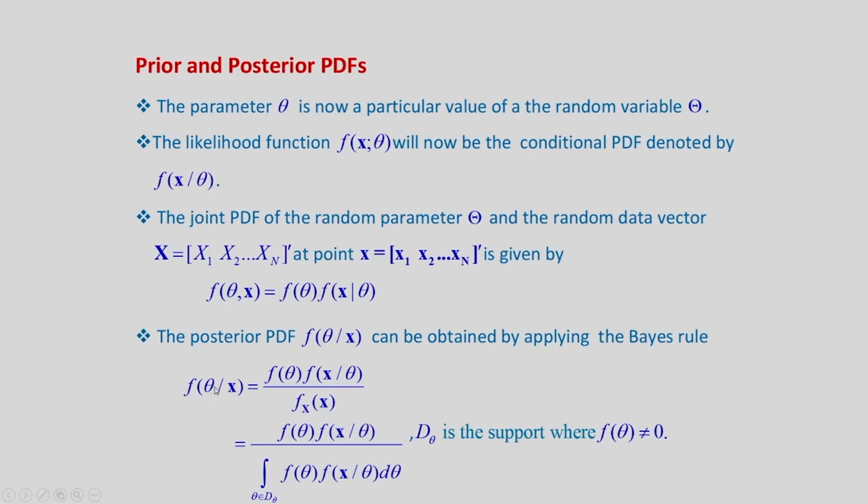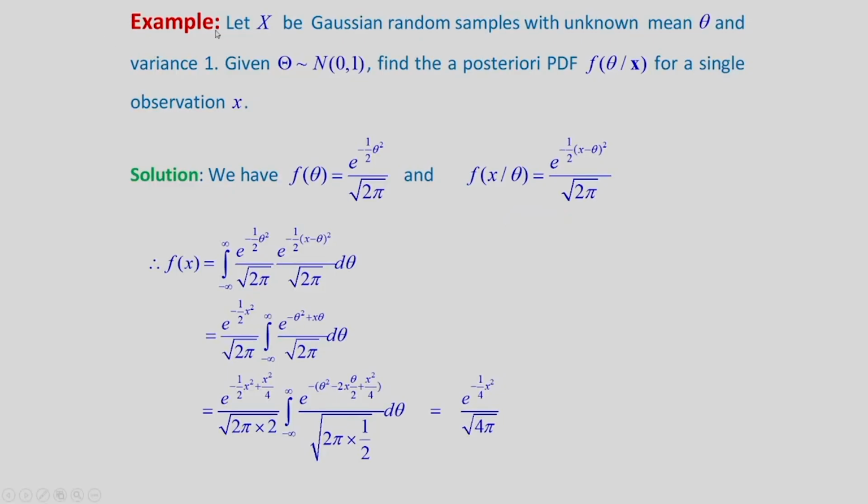So, f of theta given x is given as f theta into f of x given theta divided by the integration of f theta f of x given theta d theta, theta belongs to D theta, where D theta is the support of f theta. Let us consider one example.